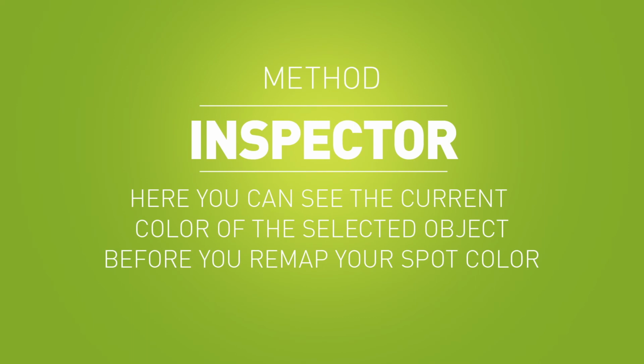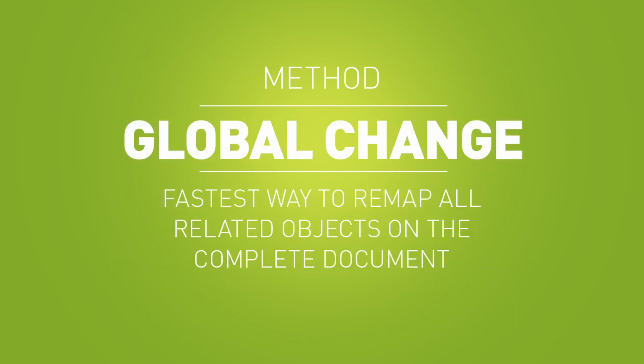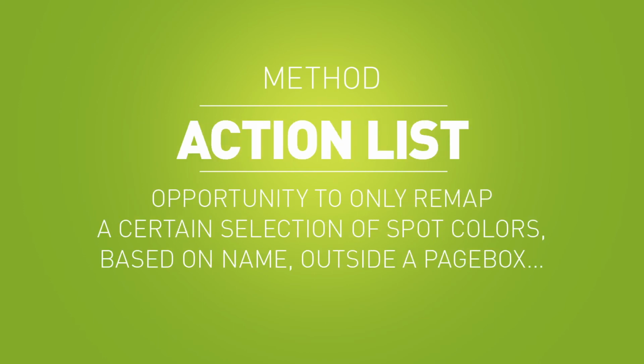Here's a summary of the different methods. In the inspector, you can see the current color information of your selected object before you remap your spot color. The global change is the fastest way to remap all related objects on the complete document. The action list gives you the opportunity to only remap a certain selection of spot colors. This could be based on a spot color name, spot colors inside or outside a specific page box, and so on.